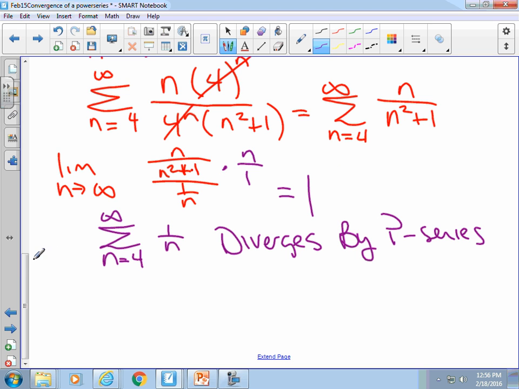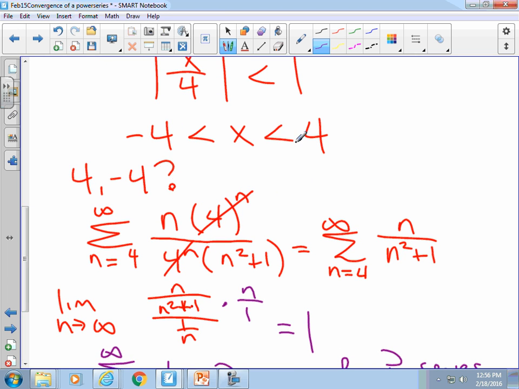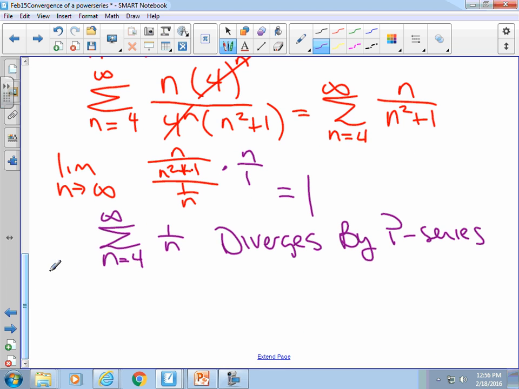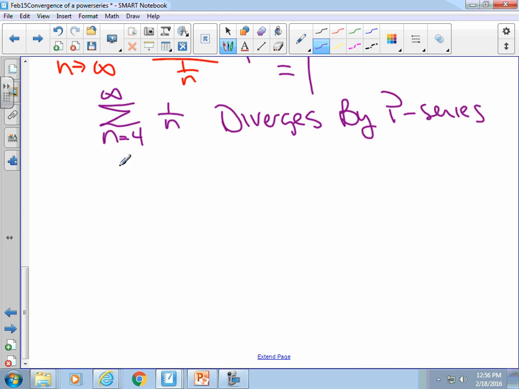So I've checked one of the endpoints. At 4, it does not converge. So now what do I need to do? Check negative 4. There is hope for negative 4 because of what test? Well, let's just plug it in and find out. What did we have? Negative 4 to the n.